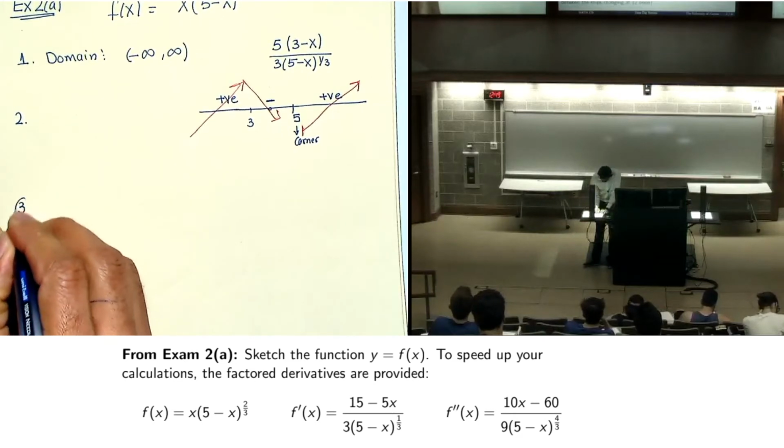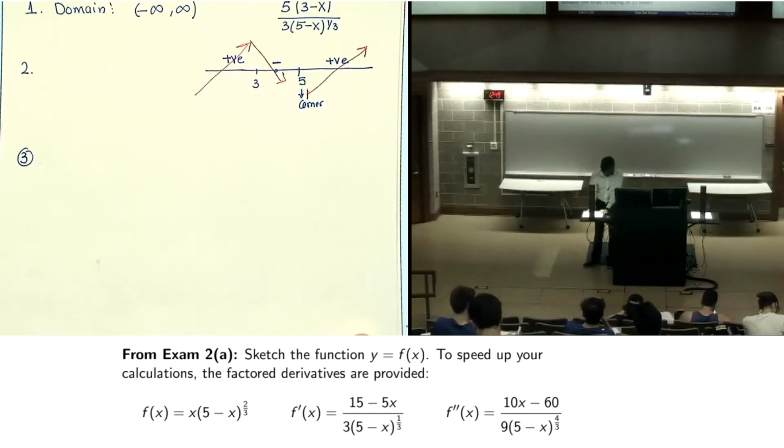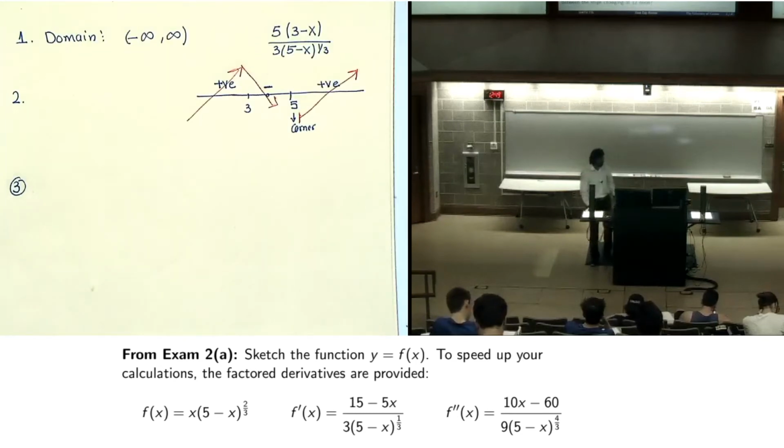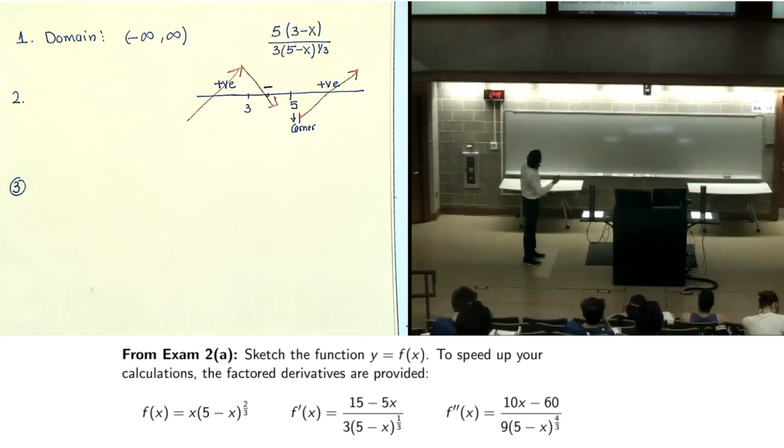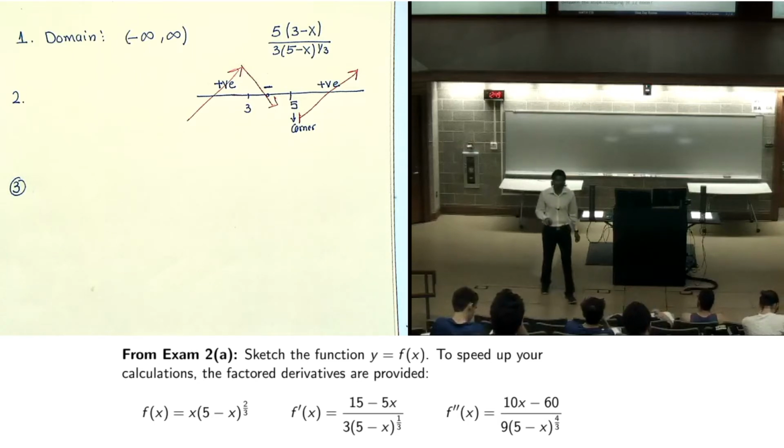But we have one more piece of information, which is the second derivative. Now I'm going to ask you again: this is the second derivative of the function. What kind of information about the function can we extract from the second derivative? Concavity: concave upward, concave downward.